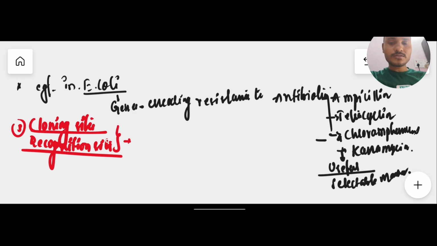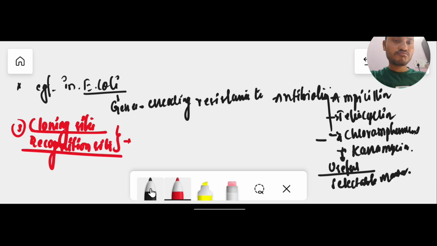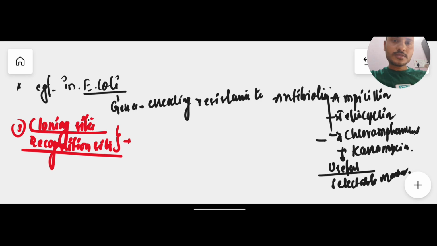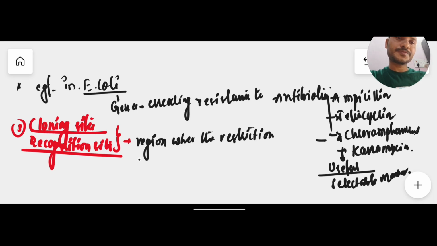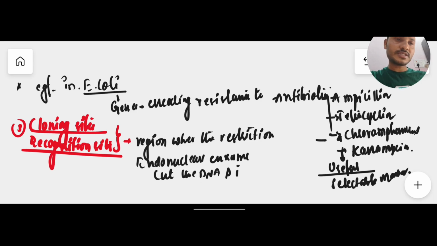The cloning site or recognition site is the region where the restriction enzymes, that is, restriction endonucleases, cut the DNA and insert foreign DNA.